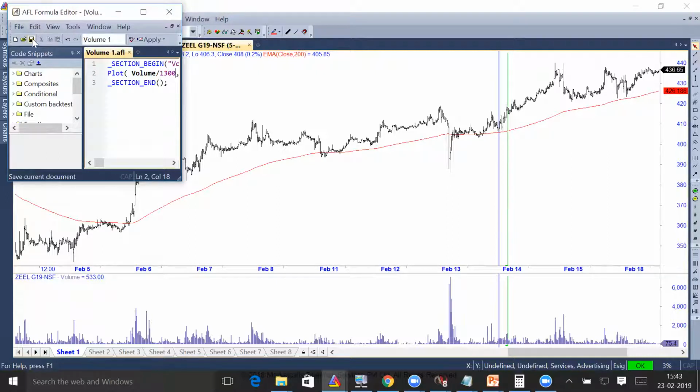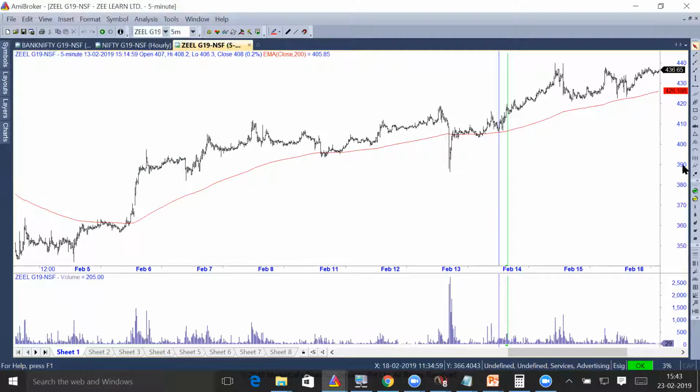Yeah. So in this case, you will know that somewhere around this lot size, the median was over here. Not every place had the higher lots traded. So around 1,000 lots in a 5-minute candle is pretty huge. So anything above that should be a high volume.